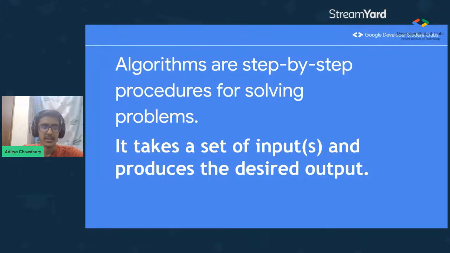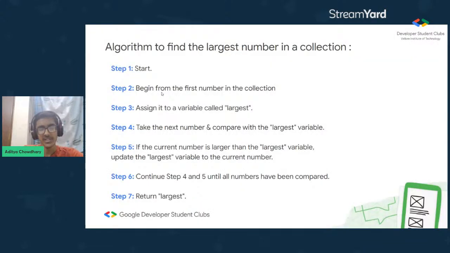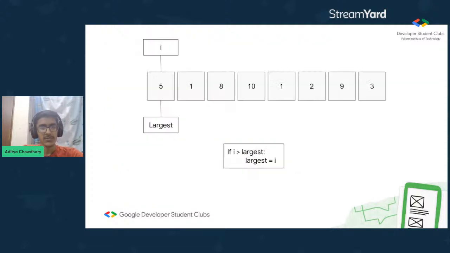And we can see here a very basic example of writing an algorithm to find the largest number in a list of numbers. So we can see here what steps this problem requires. We start with the first number in the collection and we assign it to a variable, which I've called largest. Now we take the next number and compare it with the current largest variable. If it's larger, then we update the largest variable to that number. Like that, we continue steps 4 and 5 until all the numbers have been compared, and at the end, we return our largest number.